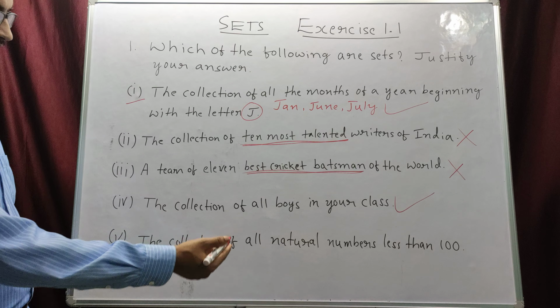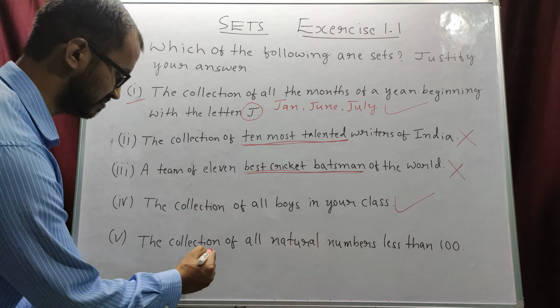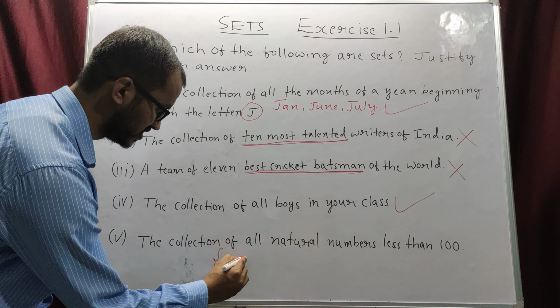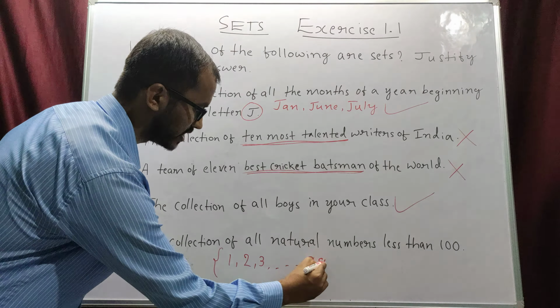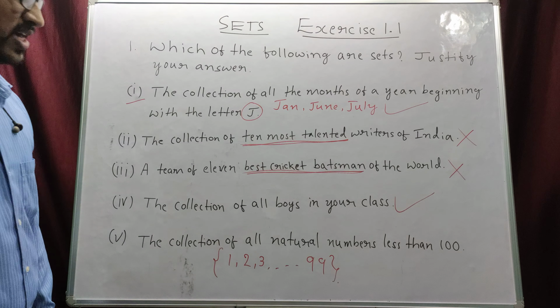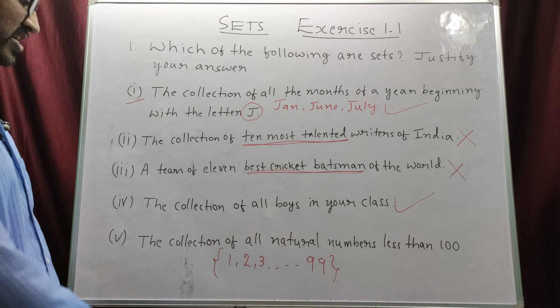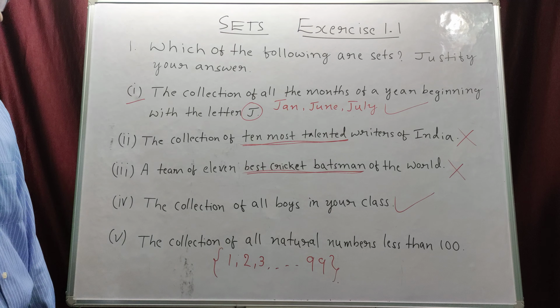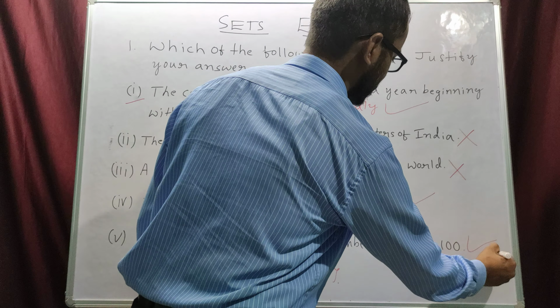Fifth one, the collection of all natural numbers less than 100. So natural numbers less than 100 means we get natural numbers from 1 to 99. So here also we can say whether a particular number belongs to this collection or not. So it is an example for a set.